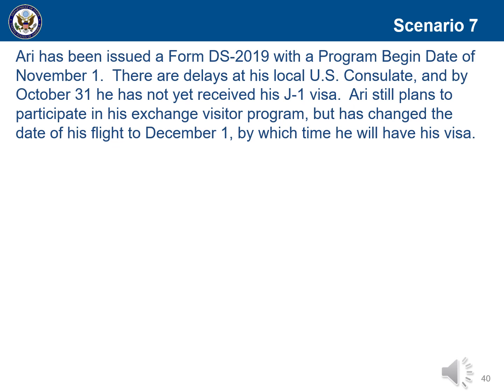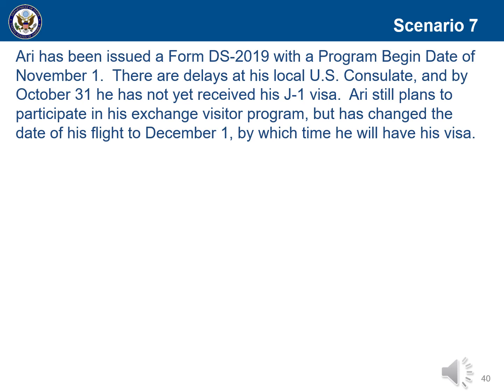ARI has been issued a Form DS-2019 with a program begin date of November 1. There are delays at his local U.S. consulate, and by October 31, he has not yet received his J1 visa. ARI still plans to participate in his exchange visitor program, but has changed the date of his flight to December 1, by which time he will have his visa.